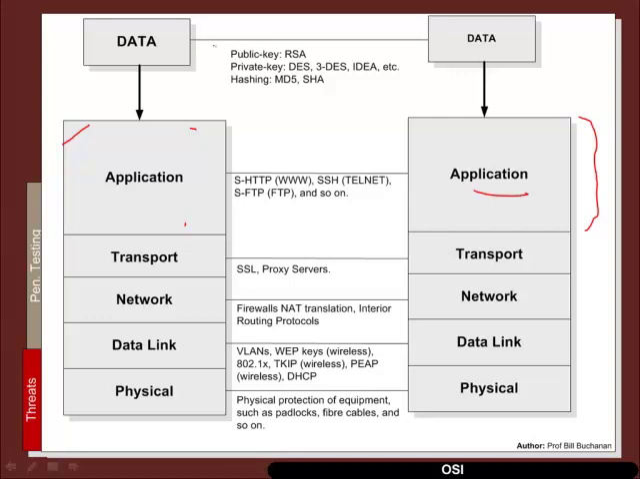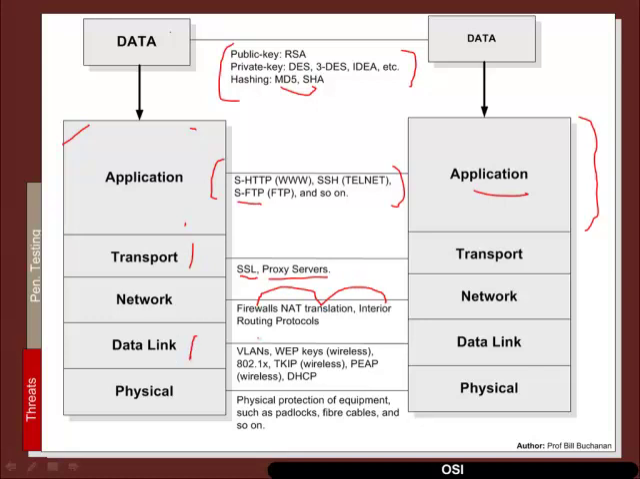So our data itself can be encrypted to keep it secure using RSA, DES, 3DES, and we can involve some sort of hashing onto the data before it goes through the stack. At the application layer we have security protocols such as HTTPS, SSH, SFTP and so on, which build on secure sockets. At the transport layer we see this secure socket level, and we can also have the concept of proxy servers. At the network layer we can have firewalls, network address translation and interior routing protocols.